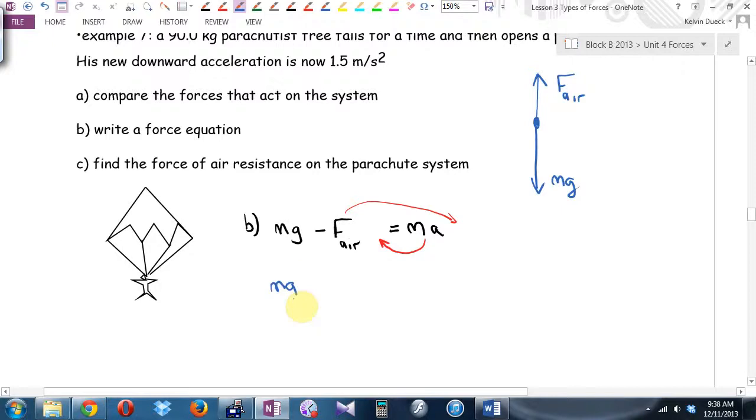So, hey, Alex, what's my equation going to be? mg minus ma equals air resistance. Now, C said find air resistance. Double check. Did they give me the mass? Yeah. Did they give me G? And Carly, 9.8, not negative. Did they give me the mass? Yeah. Did they give me A? 1.5. And again, 9.8, not negative.